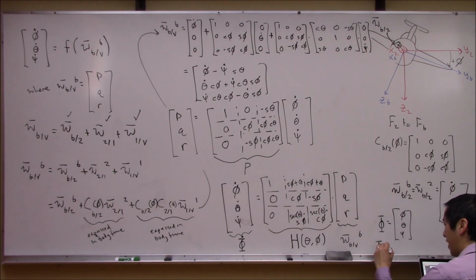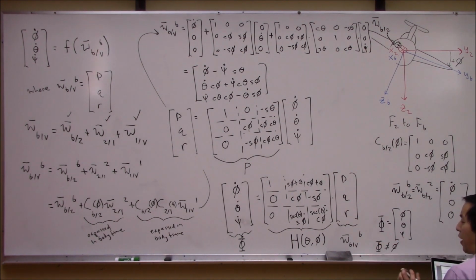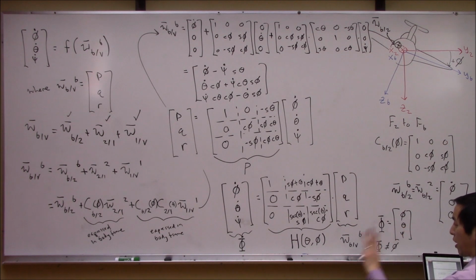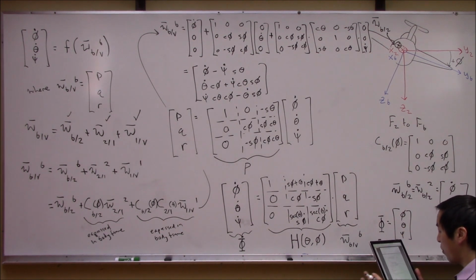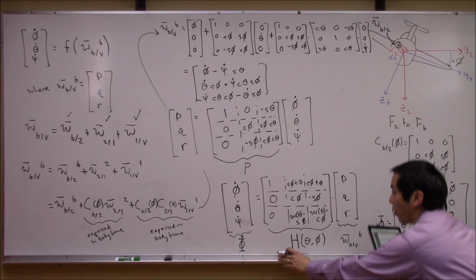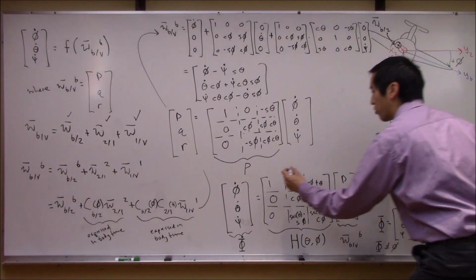Capital phi is not the same thing as lowercase phi, right? Lowercase phi is the bank angle. Capital phi is what we're using to denote the three Euler angles of bank angle, pitch angle, and yaw angle, okay? So again, I think I'm talking too much about this.